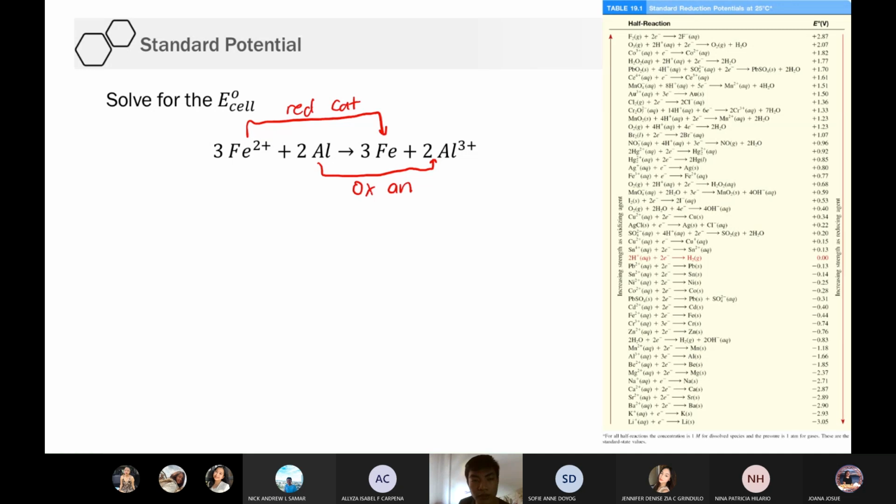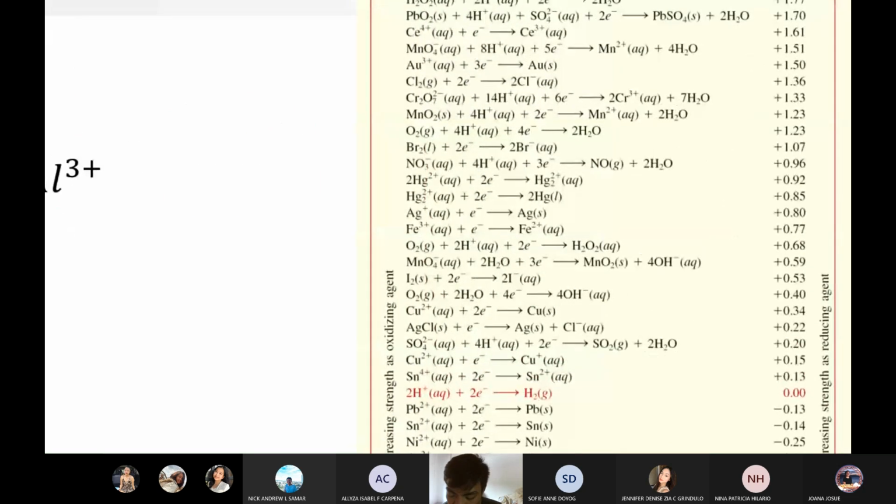Since na-identify natin yung anode and cathode, then let us look at the table. Tingin sa table ng maigi kung ano yung cell potential ng cathode. For the cathode, it's iron 2 plus to iron.